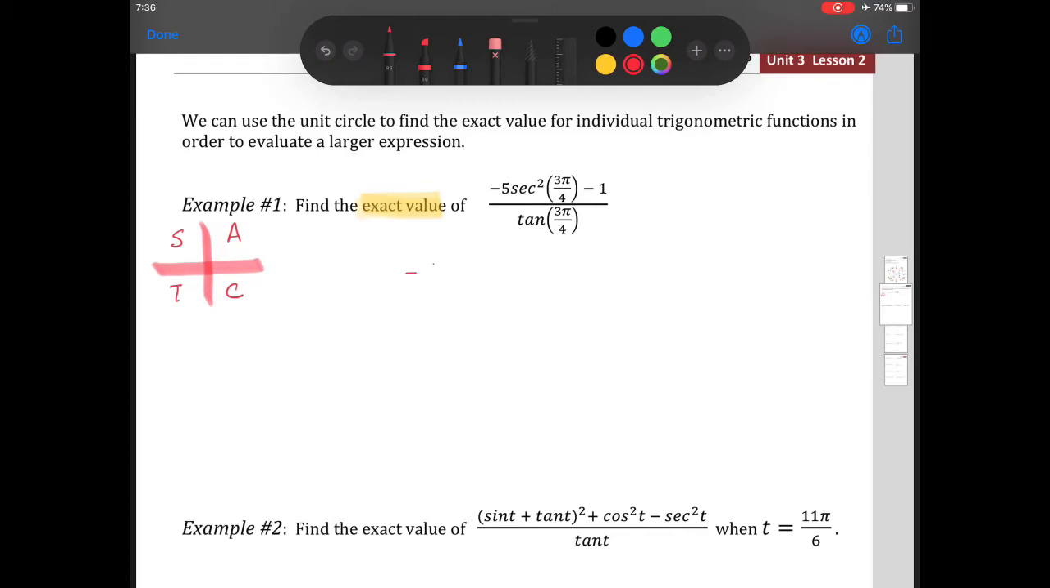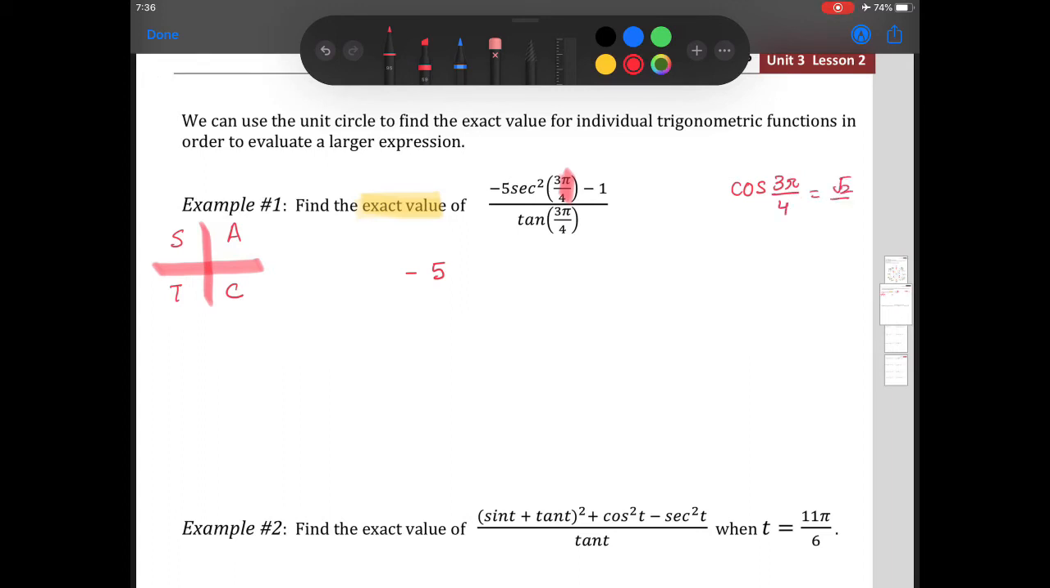So, negative 5 secant squared 3 pi over 4. Again, focus on your family. Your pi over 4 family is what? First of all, if you're not able to do it as of now, since we just learned it, find me cosine of 3 pi over 4.